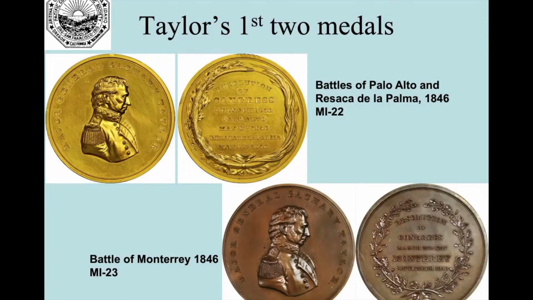And then the Monterey medal is basically the same obverse and similar on the back. It just has a different date and says Monterey, and a different date for the congressional resolution, and a different date for the battle.